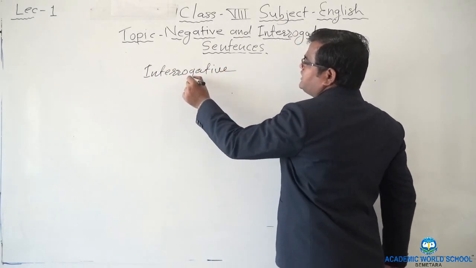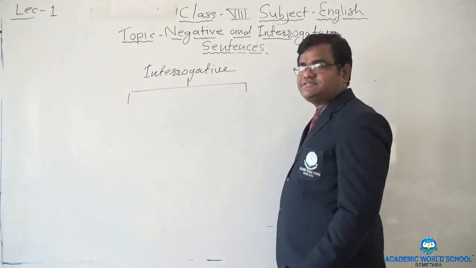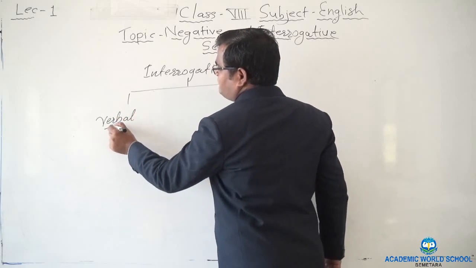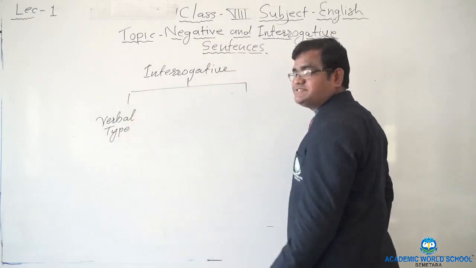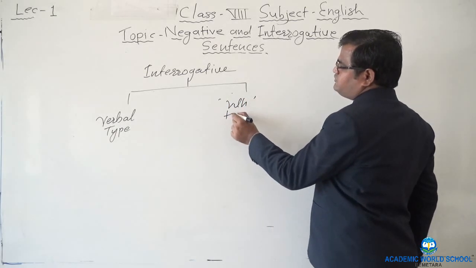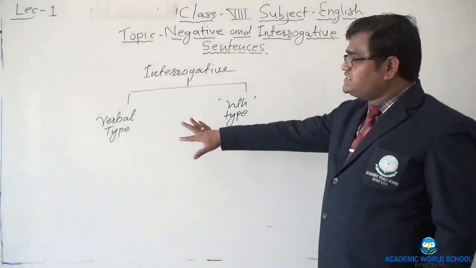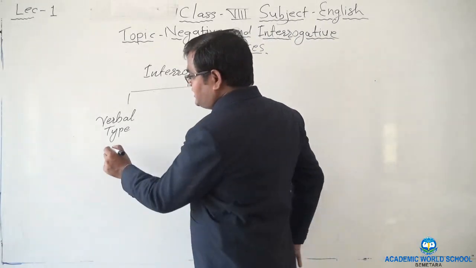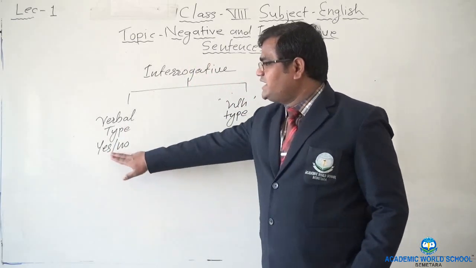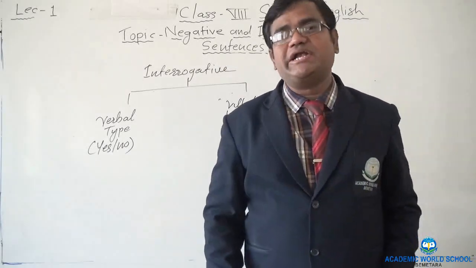Interrogative. Okay, two types of questions. Which are those two types of questions? The first one is yes/no type question, and the second one is WH type of questions. In yes/no type of questions, generally we get the answer in yes or no, and therefore it is called a yes/no type of question.